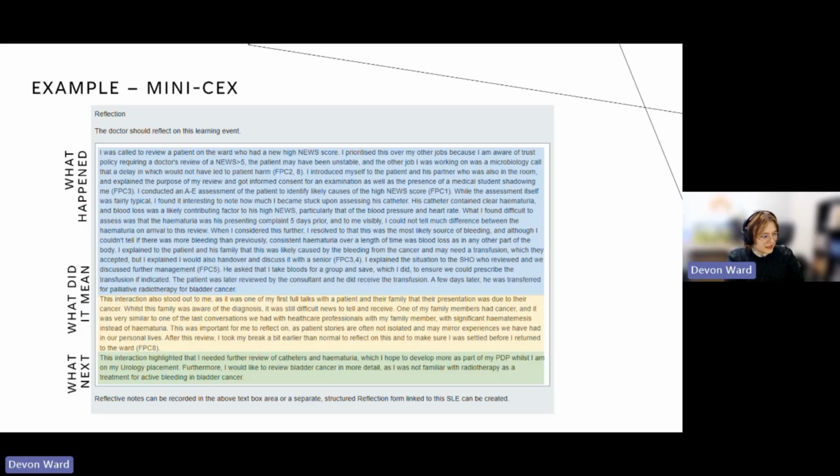What did it mean? I then put in that yellowy color underneath, and you can see that I'm trying to relate why it meant something to me. It's a little bit harder. And then what next is what is my next step in terms of my professional development. So this one here, I've just said I need to do more stuff on catheters because it's part of my personal development plan whilst I'm on urology. And then I wanted to review bladder cancer. I didn't put a specific example this time. Naughty Devon.